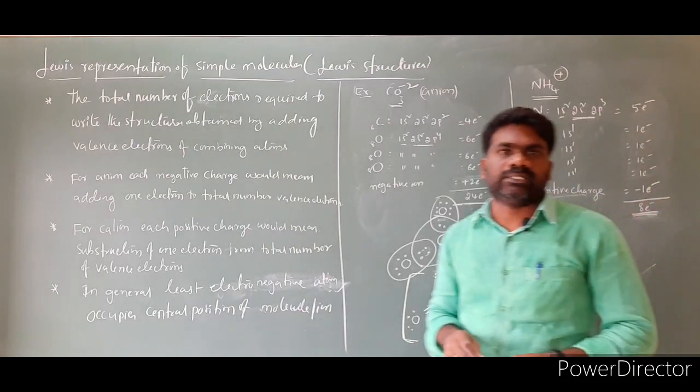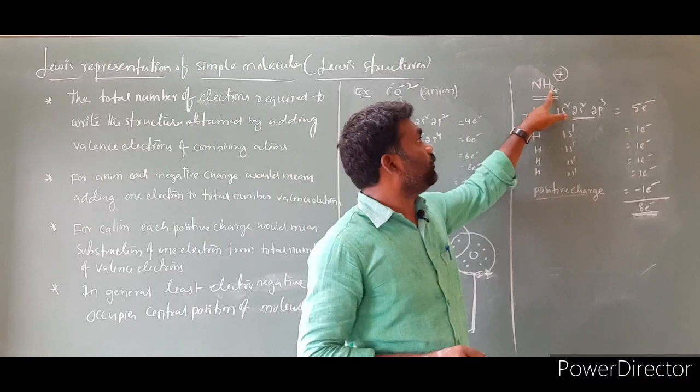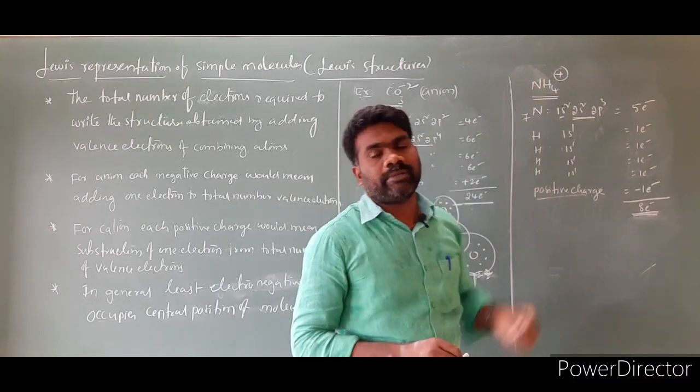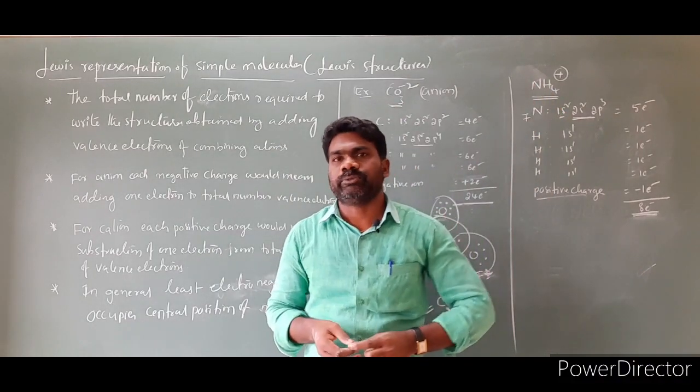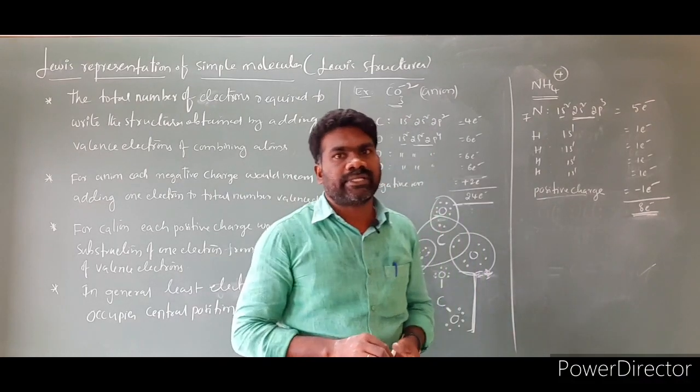These 8 electrons we have to distribute to the 5 atoms, 1 nitrogen, 4 hydrogens. Total we have 5 atoms. 8 electrons we have to distribute to the 5 atoms in such a way that each atom must get 8.